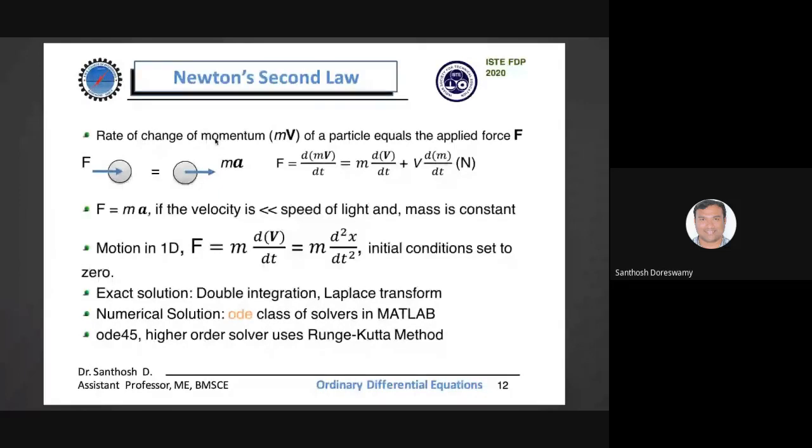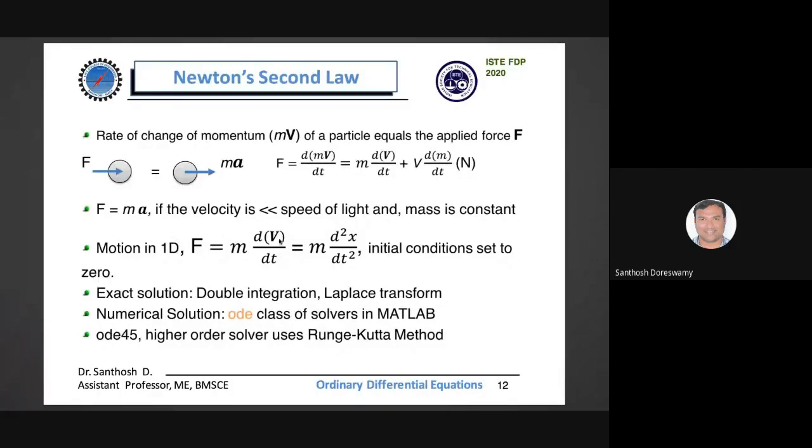If you have an imposed force on the particle, you will accelerate that particle. Now, if you expand the momentum into m into dv by dt plus v into dm by dt, this second term has to be neglected. Why? Because the velocity of the particle is very small compared to the speed of light, and the mass is conserved. So you take this effect out of Newton's law, and you use F equals m into dv by dt for the motion of particles.